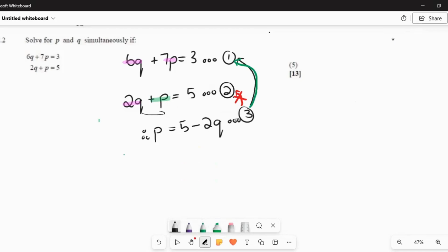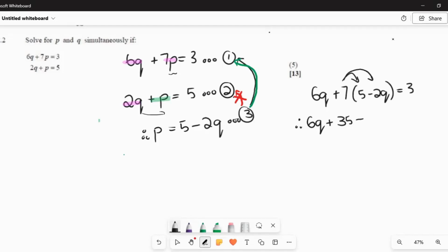So let's get onto it. We're going to say 6q plus 7, and then wherever we see p, we're going to write 5 minus 2q, close bracket, and then we have equals to 3. And then moving on, we're now simplifying, solving for q. So we're going to say 6q, and then here we have 7. We're going to multiply it there. So it's going to be 7 multiplied by 5. It's going to give us 35. And then you multiply it there again. It's going to give us negative 14q is equal to 3.